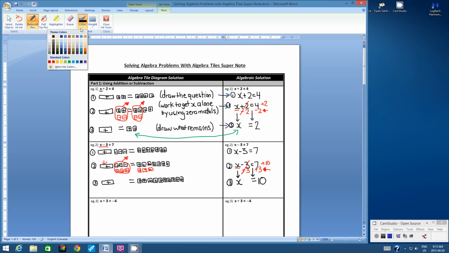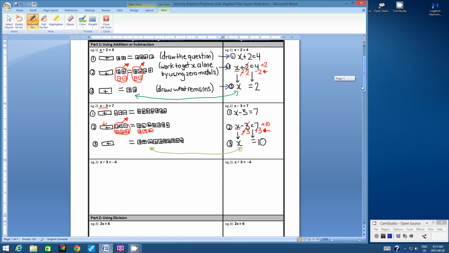Okay? Then we check: does this algebraic solution match our tile diagram solution? Yes, it does. Okay? All right. So let's go on to the last example in this section. So I hope it's starting to make sense. So how about I give you a head start here?